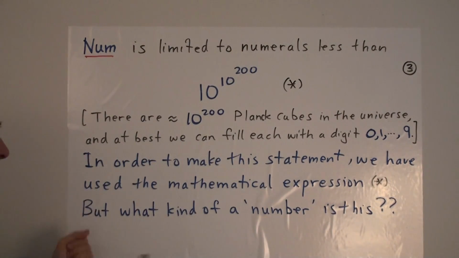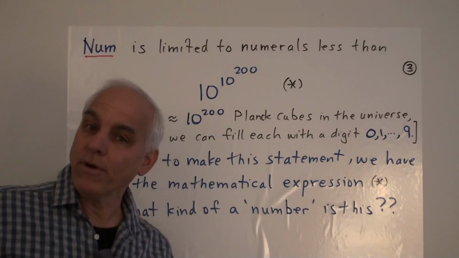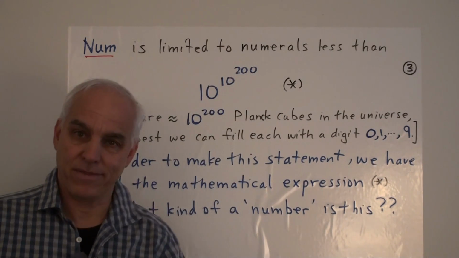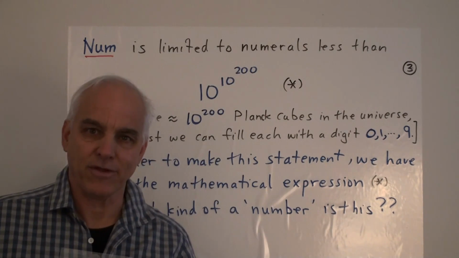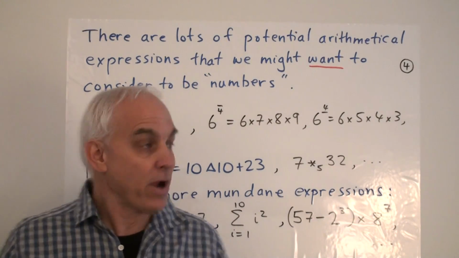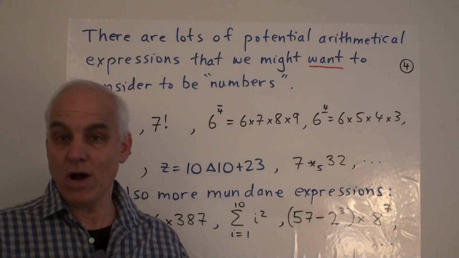So a natural question is, well, what kind of a number is this? Is this a legitimate kind of number? What kind of arithmetic can we build up with objects like this? One of the things that makes this challenging is that there's actually quite a wide range of potential arithmetical expressions that we might want to consider.